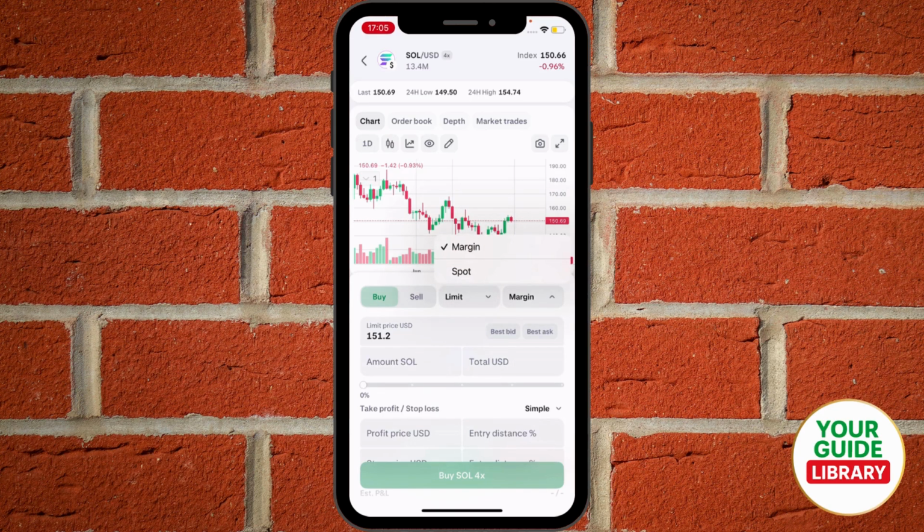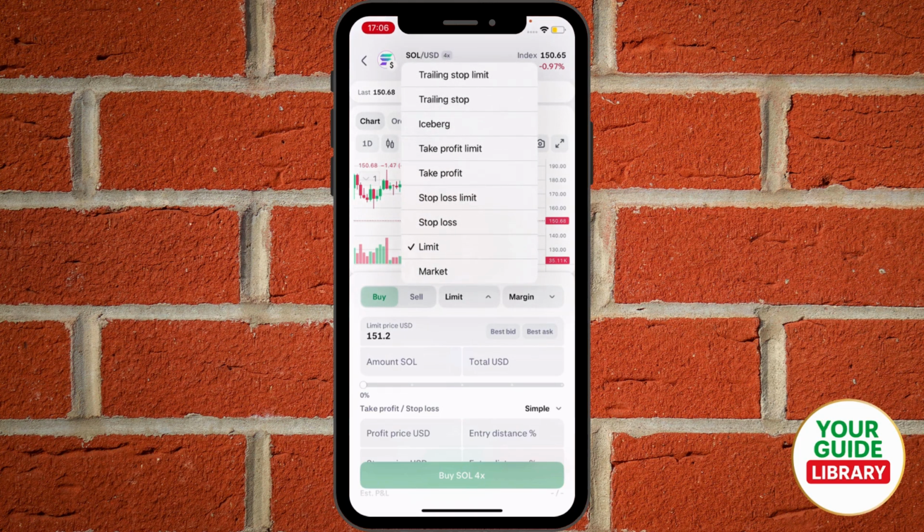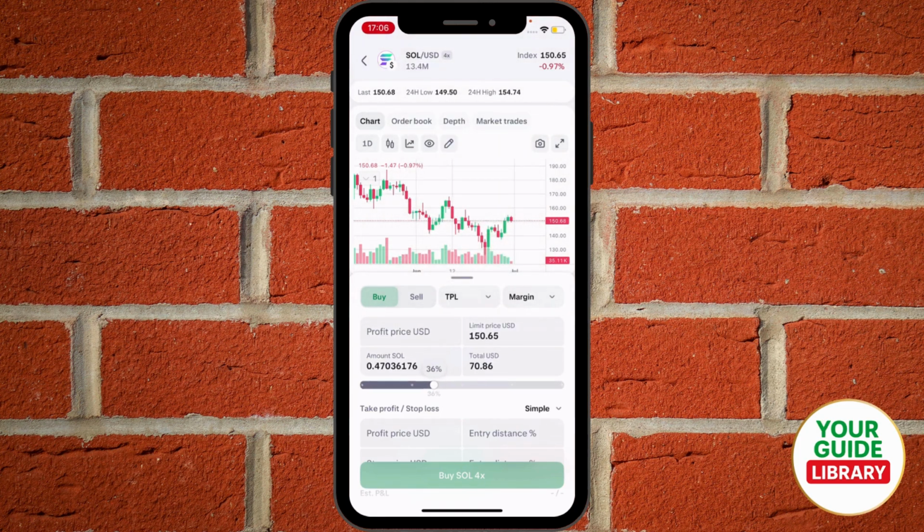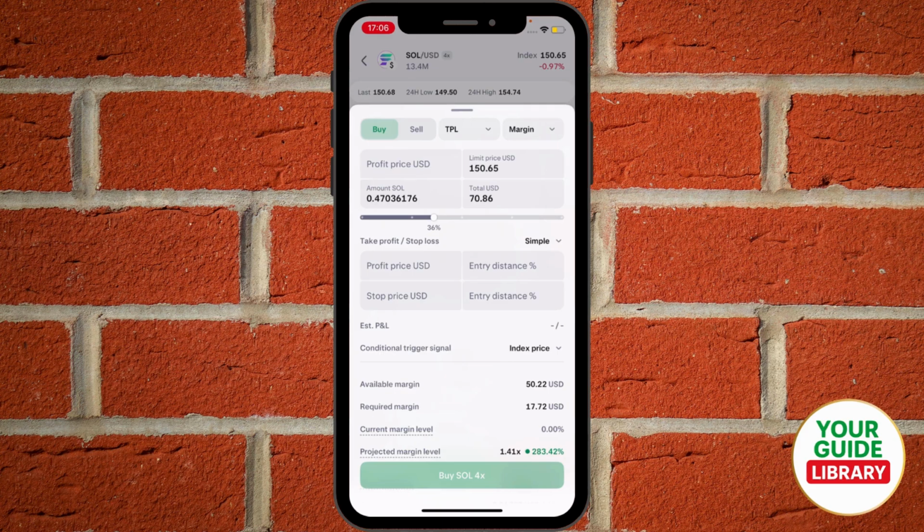So you're going to see spot at the beginning. Instead of spot, you're going to hit margin, okay? And select, of course, the type of trade you want. And don't forget to set the price, okay? And also the TP and SL for protecting your asset, or protecting your own money, right? Because crypto is highly volatile, so you need to be careful about that.